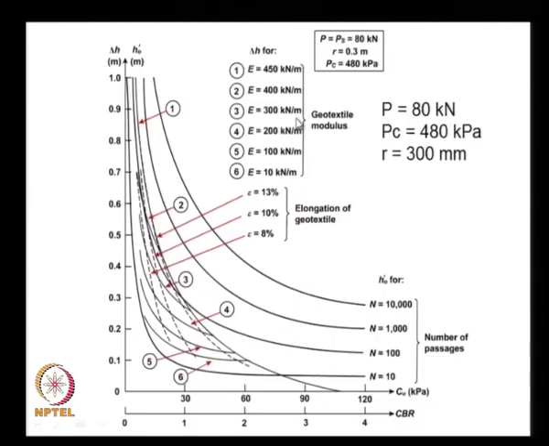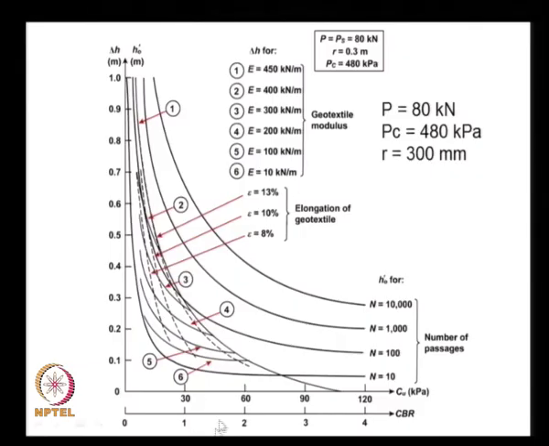And Giroud and Noiray have gone through this equation and developed a standard design chart that gives on the x axis the CBR value and on the y axis the H naught prime and the delta H for a standard axle load of 80 kilonewtons, rut depth of 300 millimeters and tire pressure of 480 kPa, for different modulus values of the reinforcement layers ranging from 10 all the way to 450 kilonewtons per meter, and this we can utilize for designing the thickness of the aggregate layer for reinforced pavements.